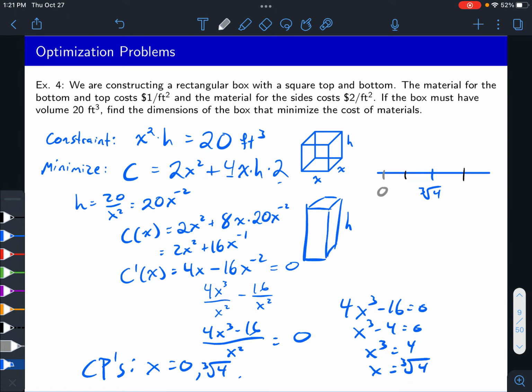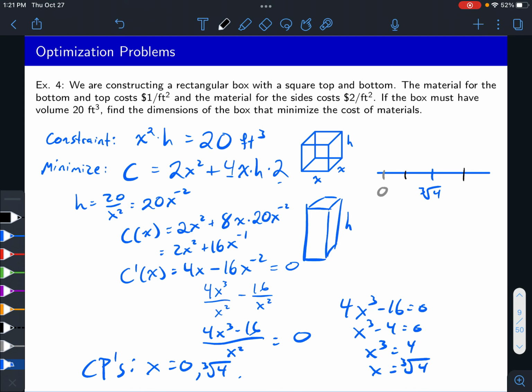And then 0 is going to be over here. So 0 kind of is a critical point, so we don't want to plug that into our derivative. We want to plug in something between 0 and the cube root of 4, and then something to the right of cube root of 4. Because again, x values of 0 or less are just not going to make sense in the context of our rectangular box.